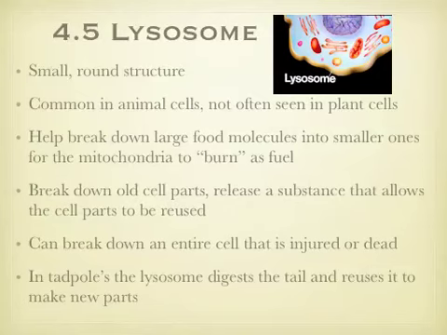Lysosomes break down old cell parts. They release a substance that allows the cell part to be reused, so it's almost like a recycling system. Lysosomes can break down an entire cell that is injured or dead. An example of where lysosomes are used is in tadpoles. That lysosome digests the tail, and the tail is then reused to make new parts of the frog.